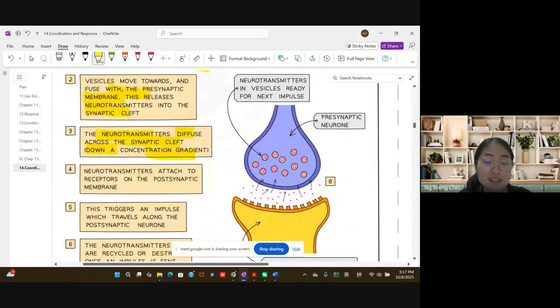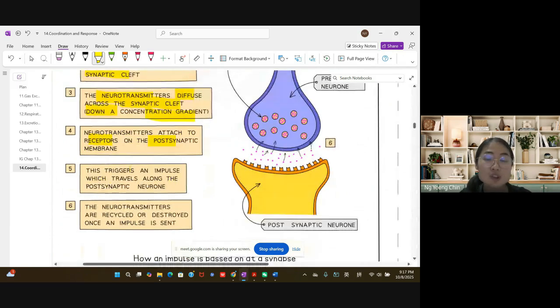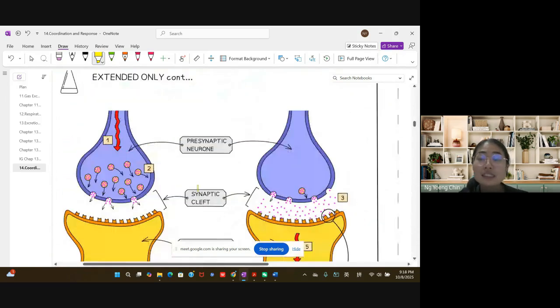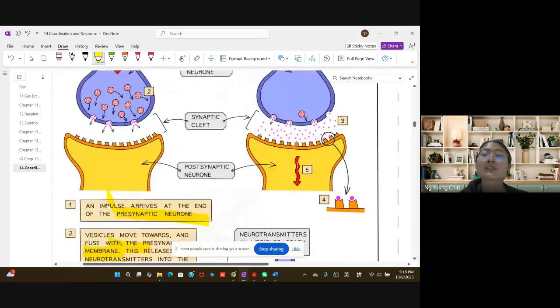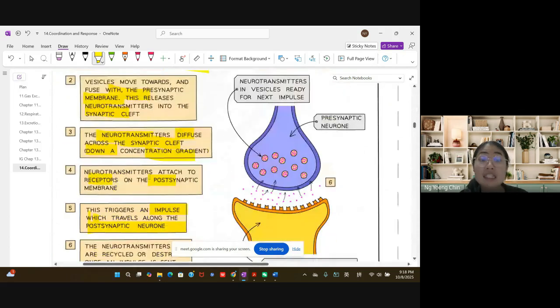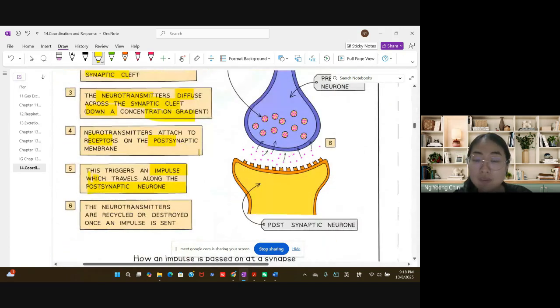So the neurotransmitter attaches to the receptor proteins located on the surface of the postsynaptic membrane. This will trigger the formation of a new impulse, which travels along the postsynaptic neuron. So on the postsynaptic neuron, congratulations, they can finally generate a new impulse. But at the end, this neurotransmitter needs to be cleared. It cannot stay in the synapse too long. It will bring a very bad effect if it stays too long. You become addicted, you know.